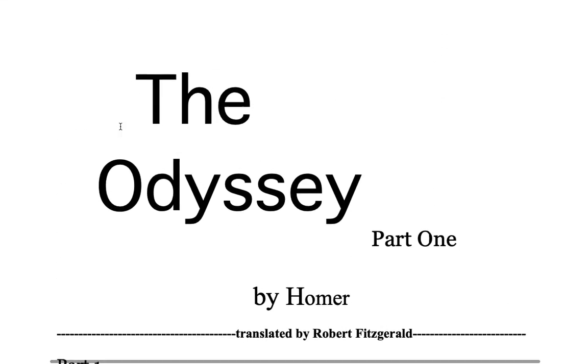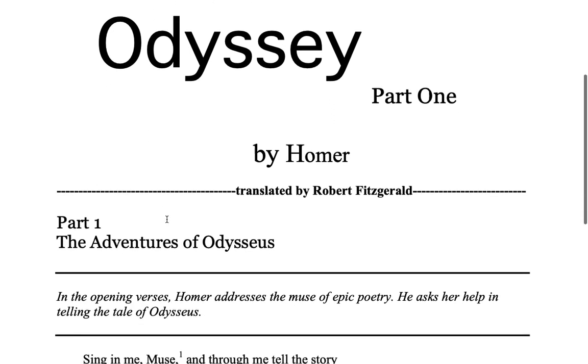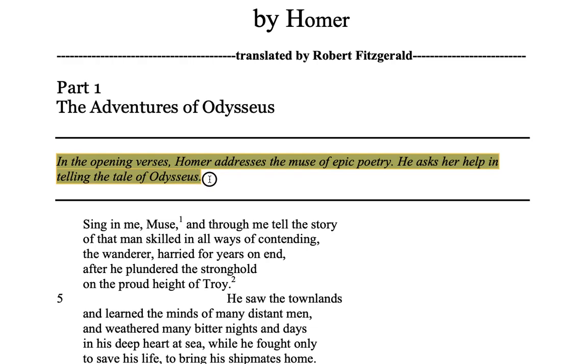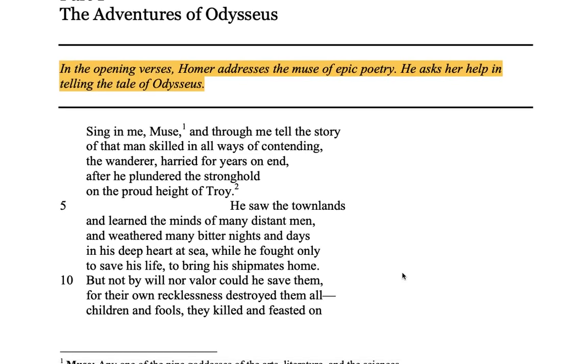Alright, get comfortable. The Odyssey, Part 1, by Homer. Translated by Robert Fitzgerald. Now, first things first, anytime you see anything italicized before you begin reading, you need to take note of it and read it. Half the time, that is going to be a summary of what you're going to read. So it says, in the opening verses, Homer addresses the muse of epic poetry. He asks her help in the telling tale of Odysseus.